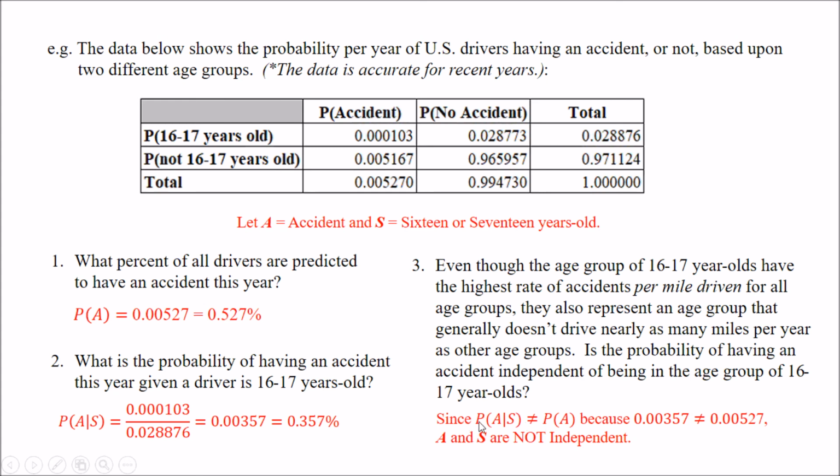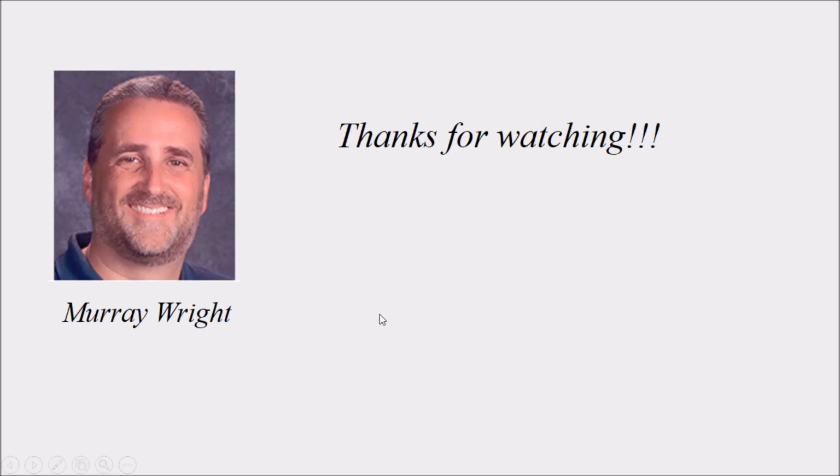Now, since the probability of A given S, which is my answer to question 2, doesn't equal the probability of A, which is my answer to question 1, A and S are not independent events. So if 16 and 17-year-olds were putting on as many miles as mom or dad, then they would have far more accidents. But it's because they're driving so relatively few miles that they have so relatively few accidents, all in all. Anyways, once again, there it is.